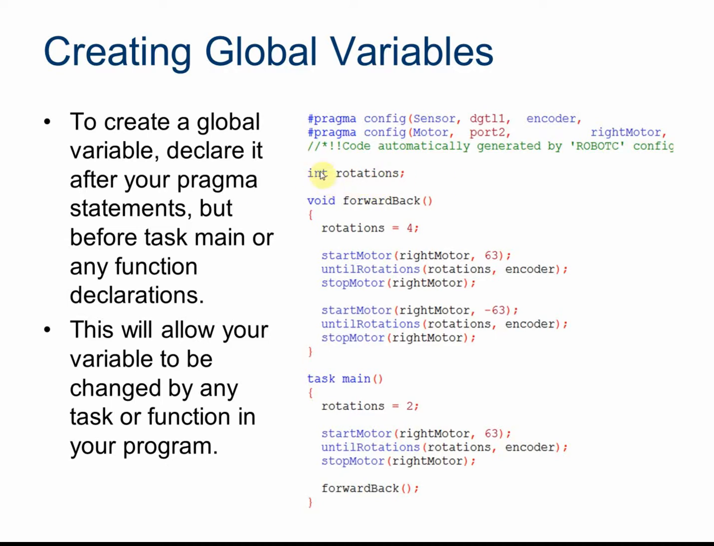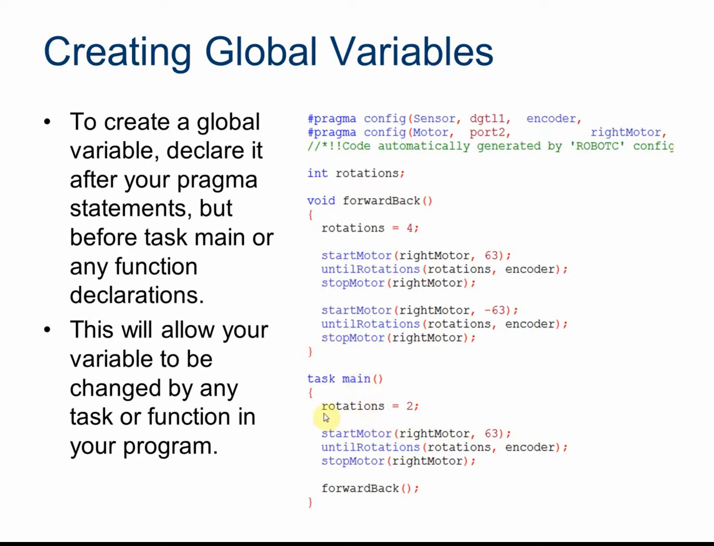So you make something global by declaring it outside of any tasks or functions. So this is our function, and this is our task. We're creating rotations outside of there. So then if you look in this, actually, whenever we run forward back, it's going to set rotations to 4. In the beginning of task main, it's going to set rotations to 2.